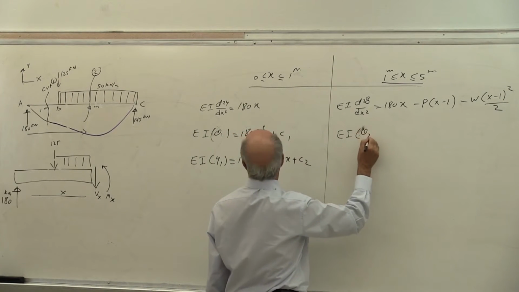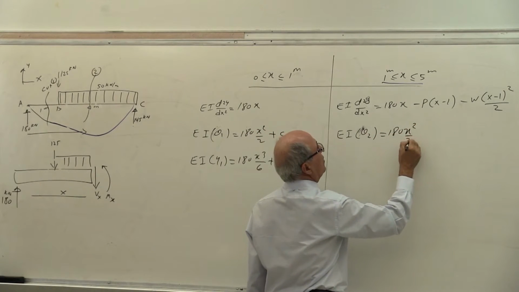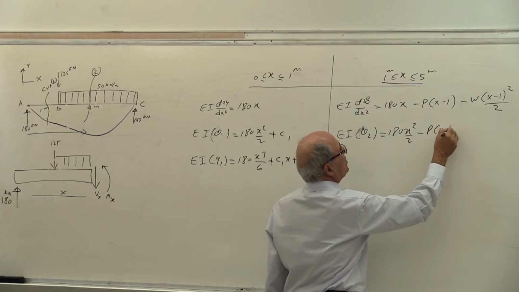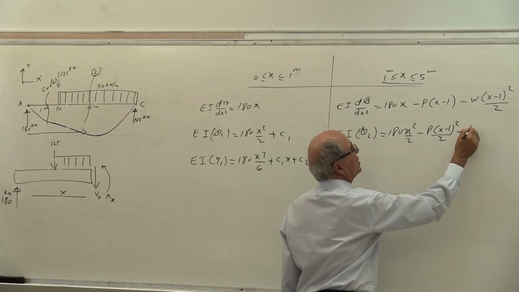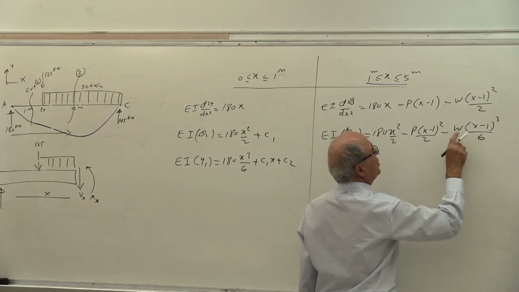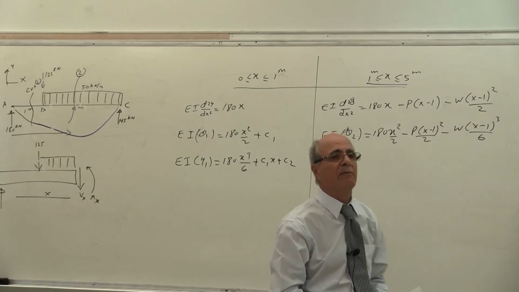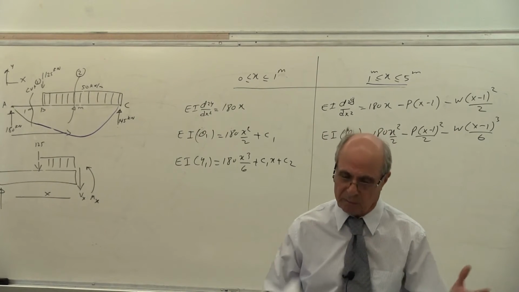theta 2, 180x² minus p(x − 1)² minus w(x − 1)³ over 6. Notice the w was given to you, p was given to you. You can put the number there. Everybody understand that? Many of you did, which is perfectly okay.